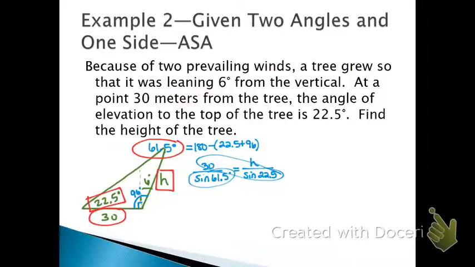All right, so anyway, we're solving for H, and so we cross multiply the 30 by sine of 22.5 degrees, and we're dividing it by sine of 61.5 degrees. So you put this in your handy dandy little calculator, and you find the height of the tree is 13.064, and make sure you label it. This one is in meters.